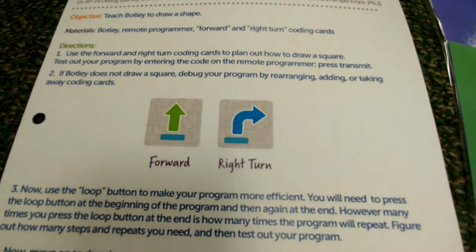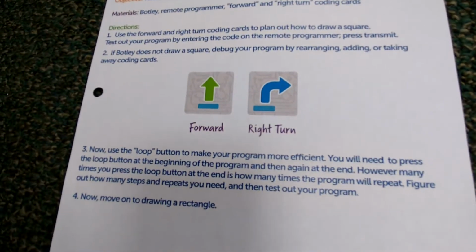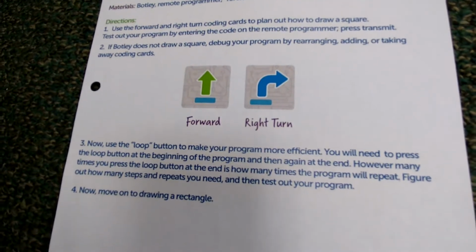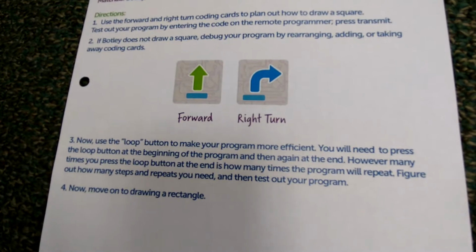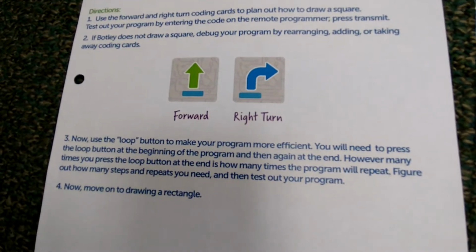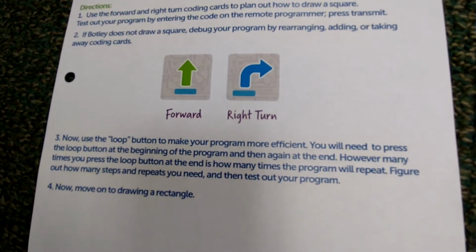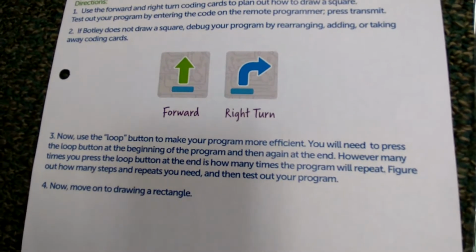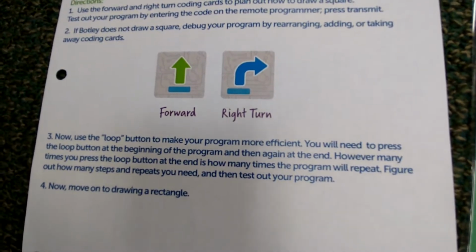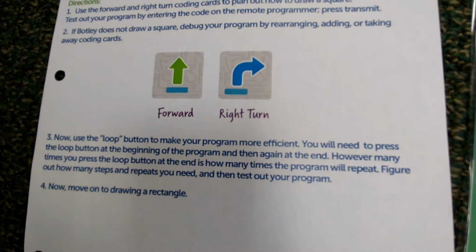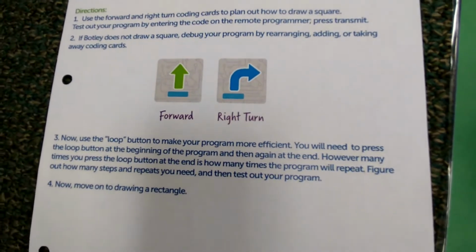So let's look at step 3. Now we're going to use the loop button to make the program more efficient. You will need to press the loop button at the beginning of the program and then again at the end. However many times you press that loop button at the end is how many times the program will repeat. Figure out how many steps and repeats you need, then test out the program. So we're going to do a square first, and then we're going to do a little challenge of doing a rectangle. So let's follow those steps in step 3 and 4.